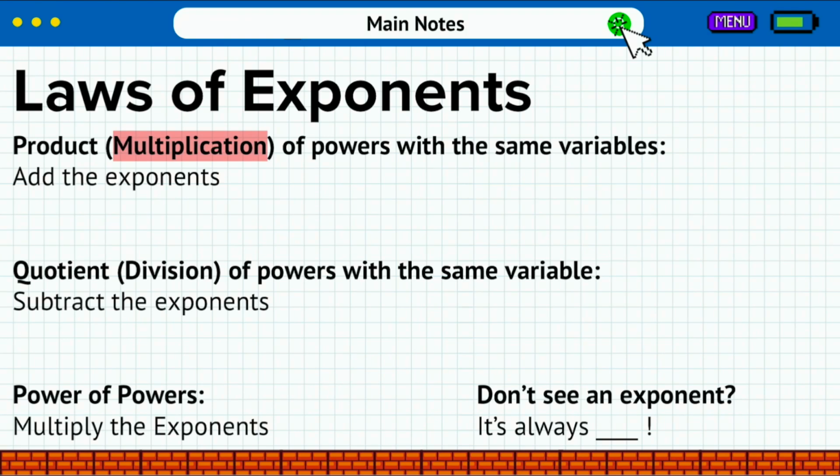So again, nice and slow, just concern yourself with writing this first, and then type "got it" in the chat box. So again, the product of powers with the same variables. So again, when you're multiplying powers, you will add the exponents. So again, just write that one message down and then type "got it" when you got it.